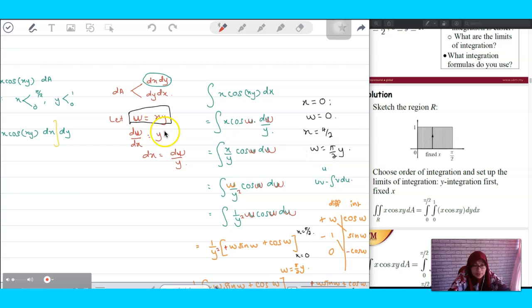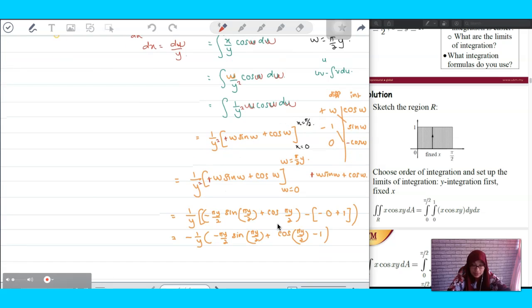Okay, so your x here is W over y. So when x equals 0, W is 0. When x equals pi over 2, W is pi over 2y. Okay, now this is your new value of W that you have to put as your limit.